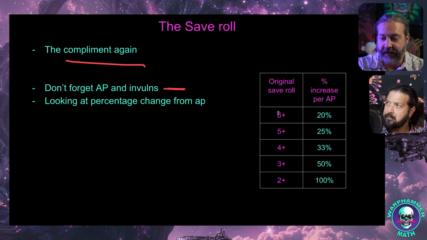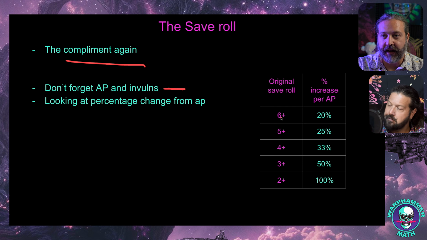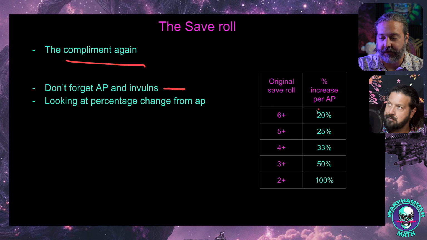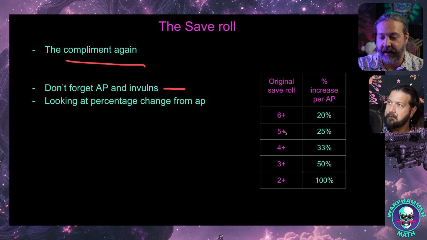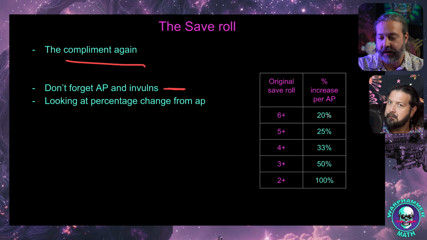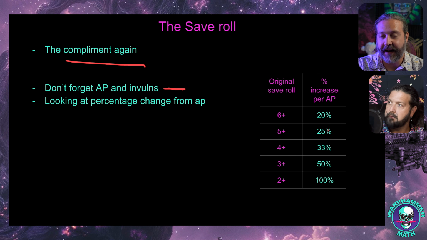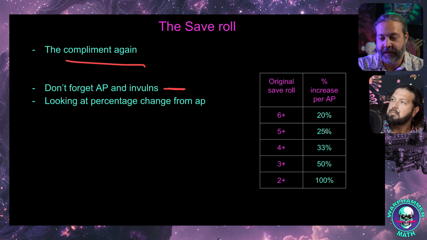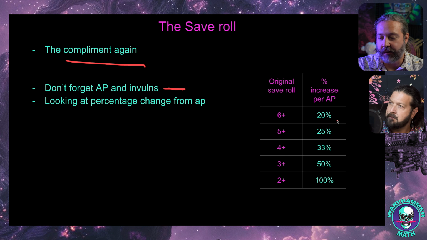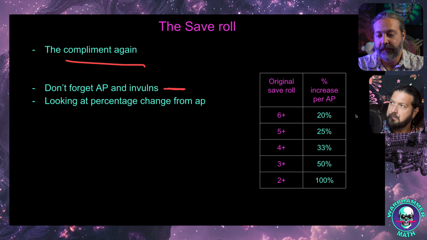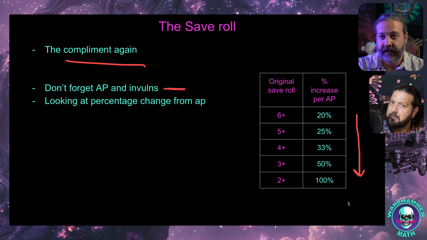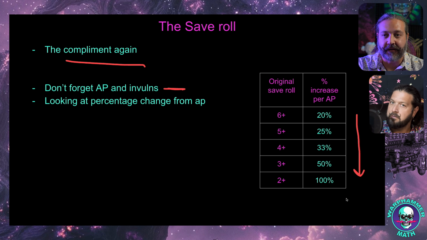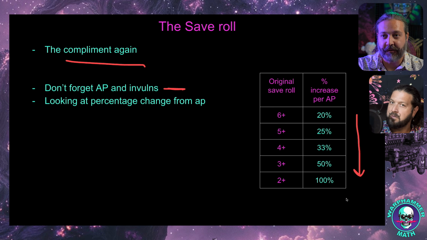Because if something is saving on a 6, then your AP1 essentially gives you an extra 20% damage. If something is saving on a 5, then each of your points of AP, well, up to 2, I guess, give you an extra 25% damage through. So really the point that I want to make here is AP becomes more and more valuable as your save gets better. Because an AP -1 on something that saves on a 2-up, you're doubling your damage output.